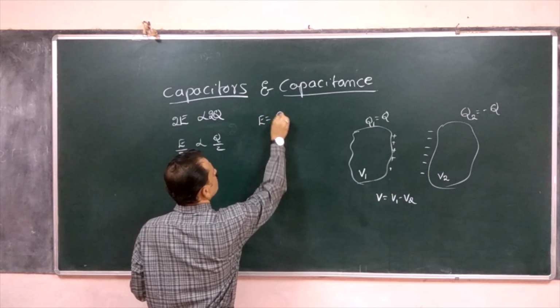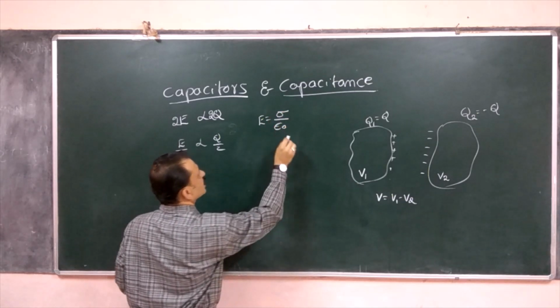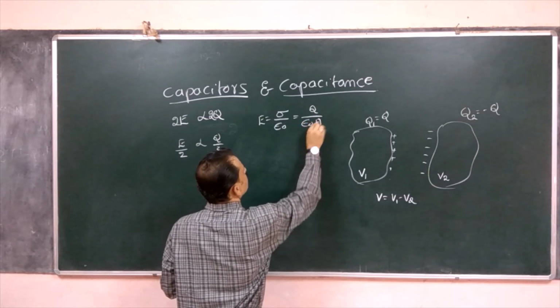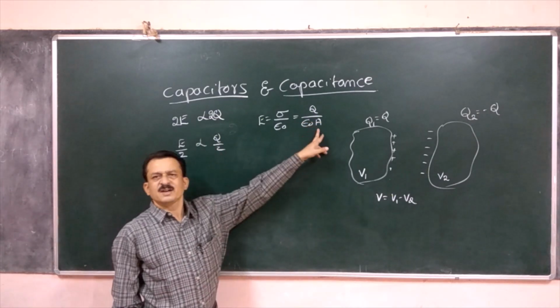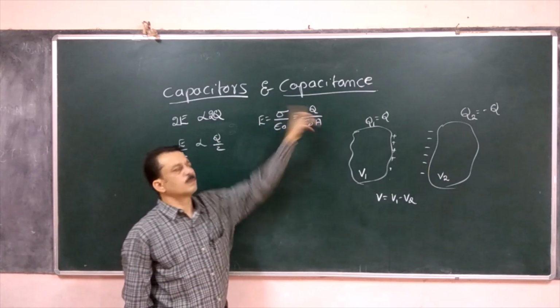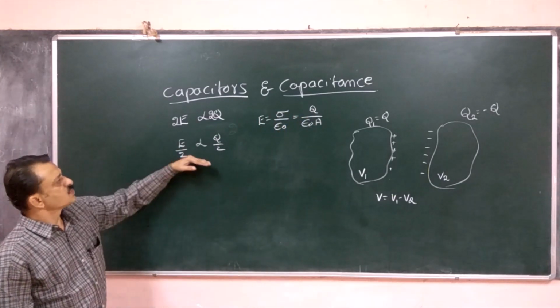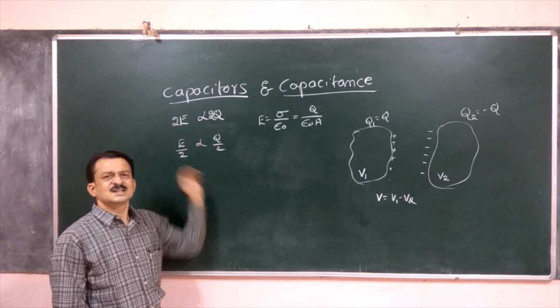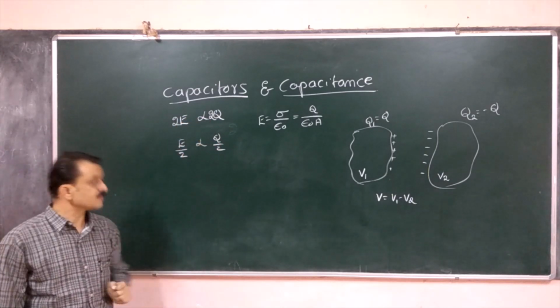In the case of an infinite sheet we have electric field equal to sigma by epsilon naught, that is equal to Q divided by epsilon naught into A. The area A is the area of cross section and epsilon naught is a constant, therefore electric field is directly proportional to the charge. So as the charge increases, the field increases. As the charge decreases, the field also decreases.